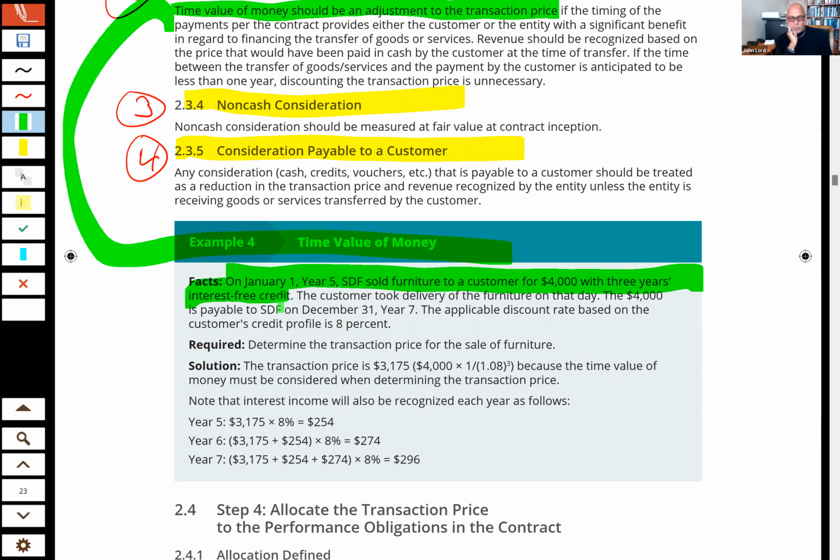They'd say, oh, okay, we'll give you a cash discount, okay? So when they tell you it's interest-free, accountants just kind of chuckle to themselves when they tell you that, right? So what happened? The customer took delivery of the furniture that day. And so there is $4,000 that is going to be payable in year 7. So we're going to go all of year 5, all of year 6, all of year 7 before we have to pay. And they tell us that the applicable discount rate here is 8%.